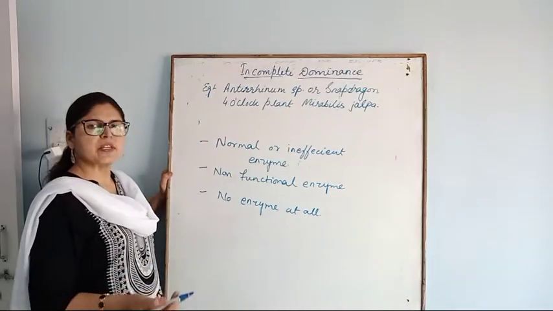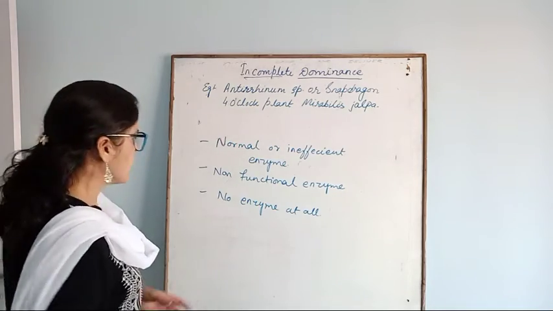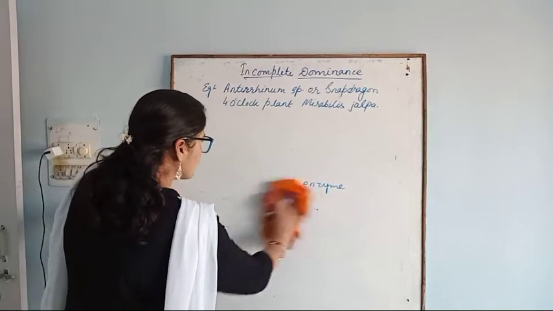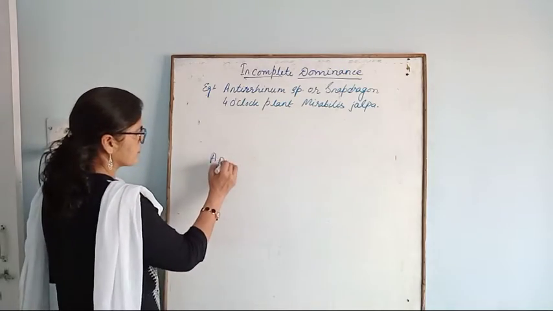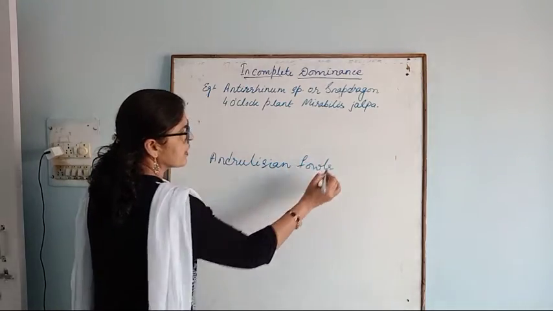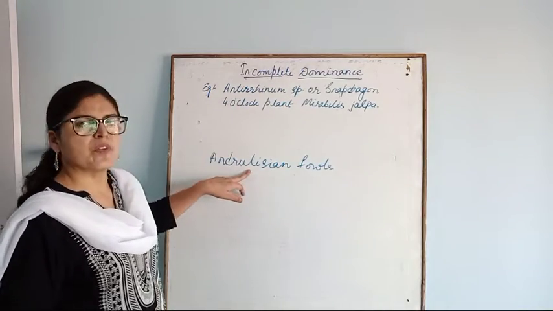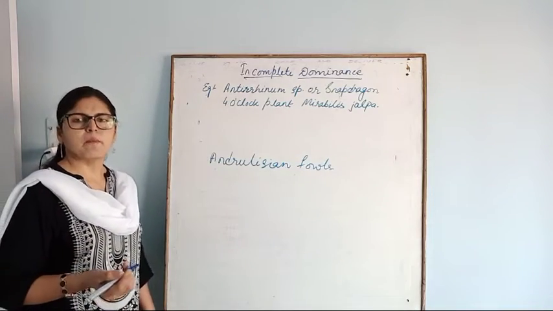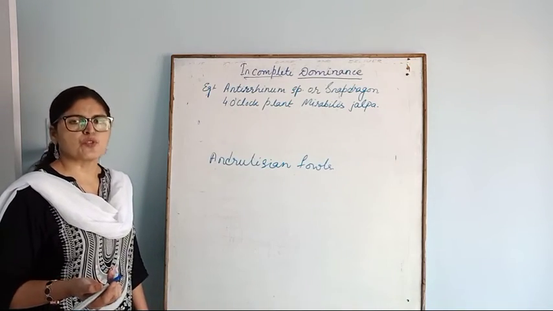The same example we can see in one of the animals. As we have studied in plants, a fowl or bird also shows incomplete dominance, that is the Andalusian fowl. Andalusian fowl is another example. Sometimes it can be asked in MCQs. These are the plants and this is one of the animals in which incomplete dominance can be shown. So the final point is that incomplete dominance shows both genotypic and phenotypic ratios as 1:2:1.